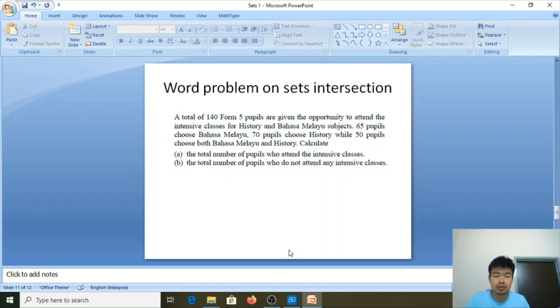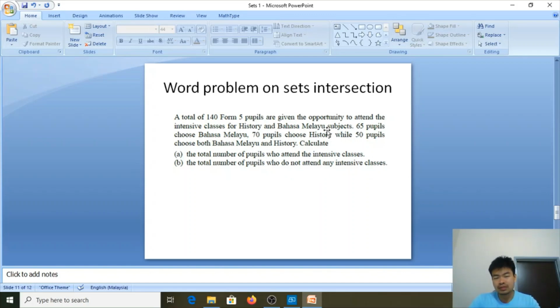Okay, the question today: a total of 140 Form 5 pupils are given the opportunity to attend the intensive classes for history and Bahasa Melayu subjects. 65 pupils choose Bahasa Melayu, 70 pupils choose history, while 50 pupils choose both Bahasa Melayu and history. Calculate the total number of the pupils who attend the intensive classes and the total number of the pupils who do not attend any of the intensive classes.